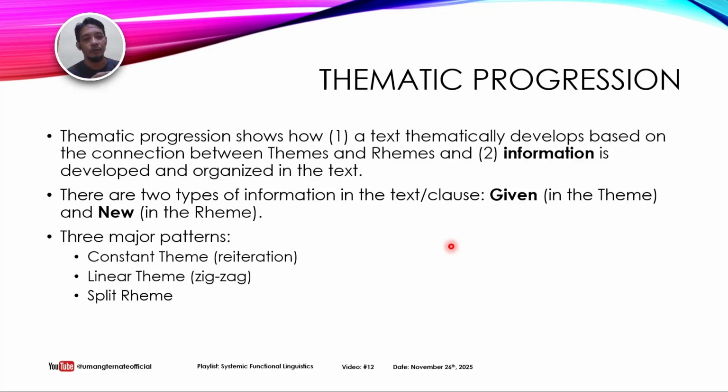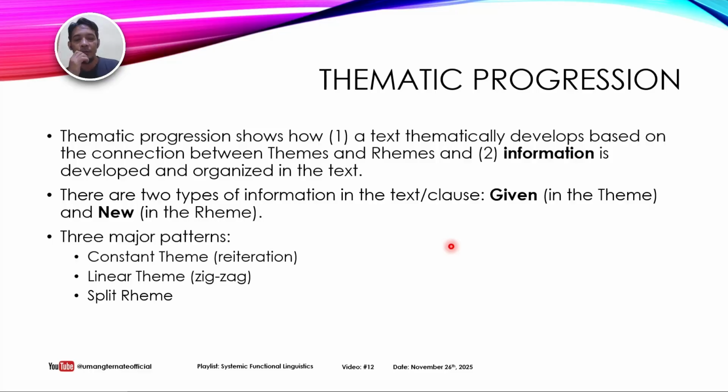So the theme and rheme focus on the speaker's or the writer's perspective. Meanwhile, the given and new is from the audience's perspective, whether it is the listener or the reader. So whether they can recover the information. If they can recover the information, then it is given, it is in the theme. And then the information that they expect to receive through the clause, I mean the new in the message, is in the rheme.